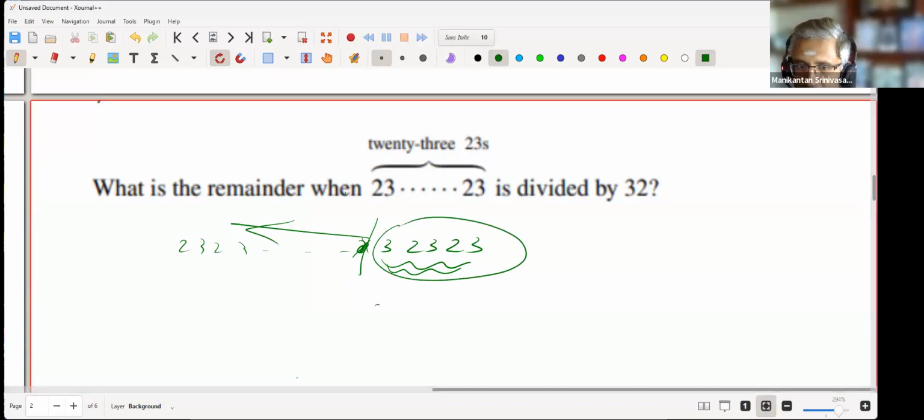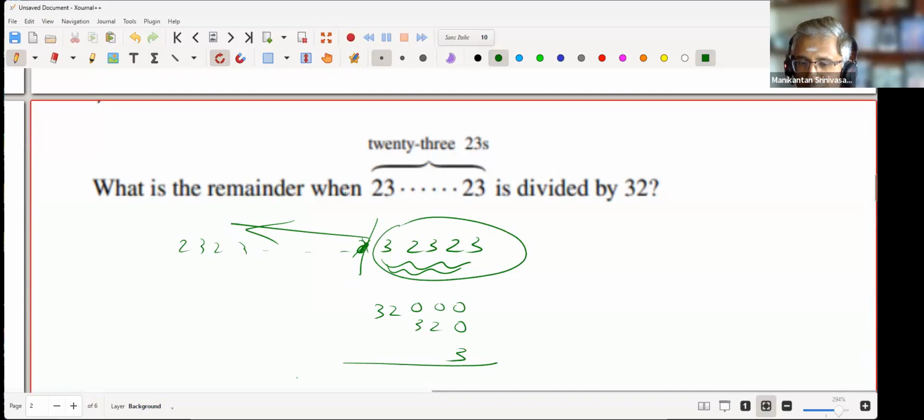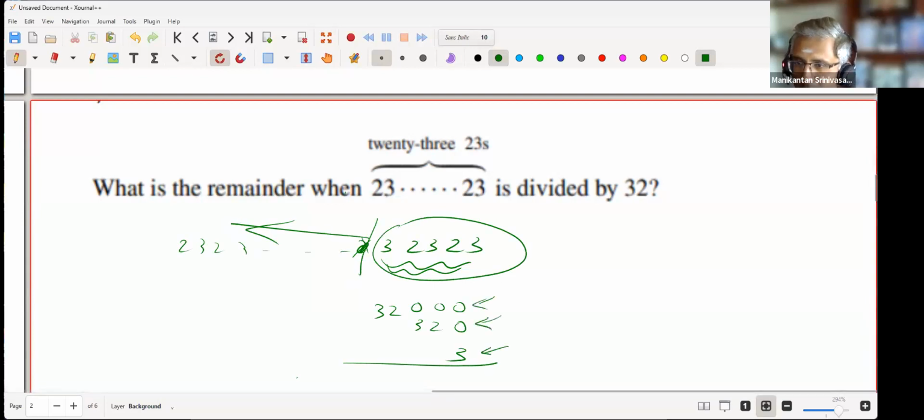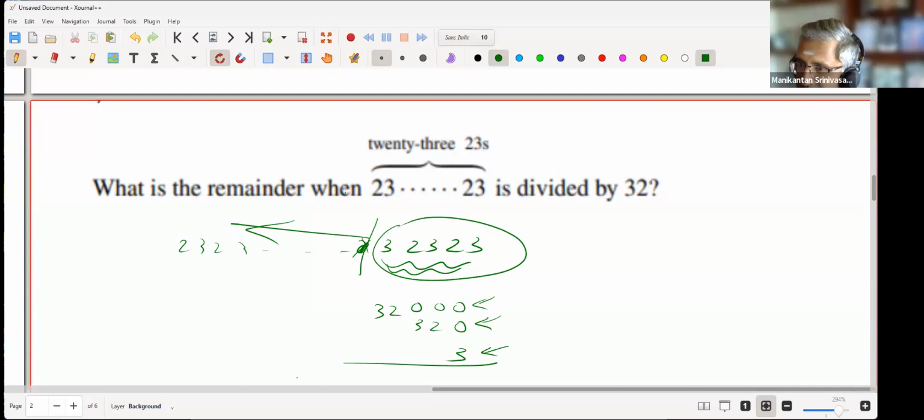Last 5 is 32,000 plus 320 plus 3. And therefore, this is perfectly divisible. This is perfectly divisible. Therefore, the remainder is very simply 3. Does it make sense? Okay, so I was hoping this is how some of you might have done it. But Arnav, can we hear what you did, even though it was long?